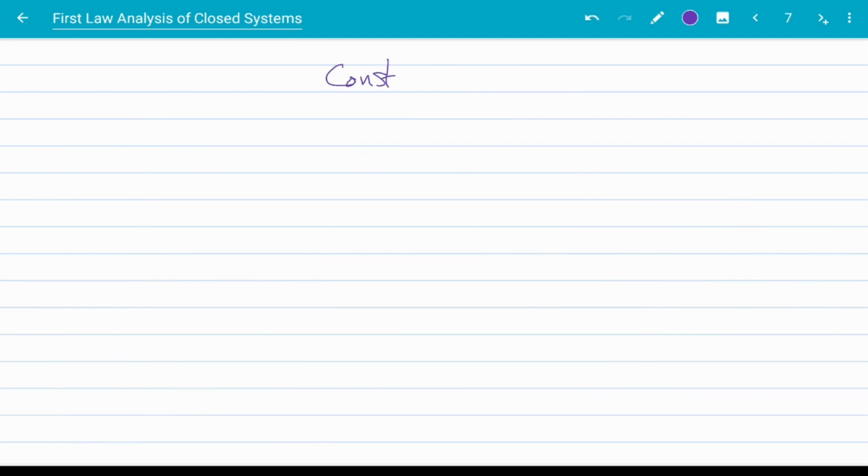Okay, the second process that we want to talk about is a constant pressure process. We sometimes call a constant pressure process an isobar process. So if you encounter the word isobar anywhere, it means constant pressure.